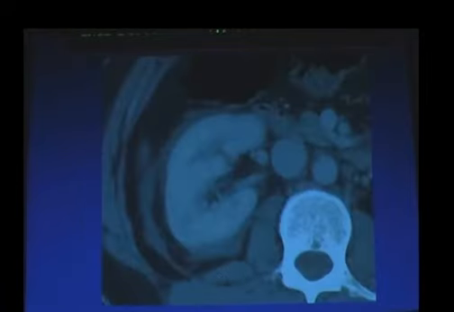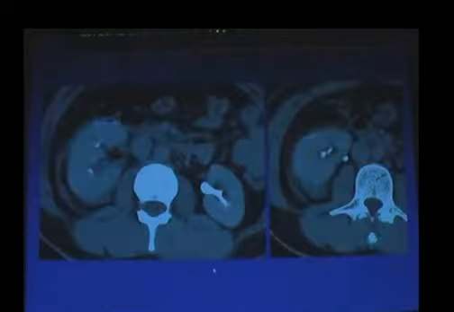This is another case, patient who had a laceration of the right kidney. You can see blood surrounding the kidney, and when you get delayed imaging in this case, you can see that there's extravasated contrast material from the collecting system that extended into the perirenal space.